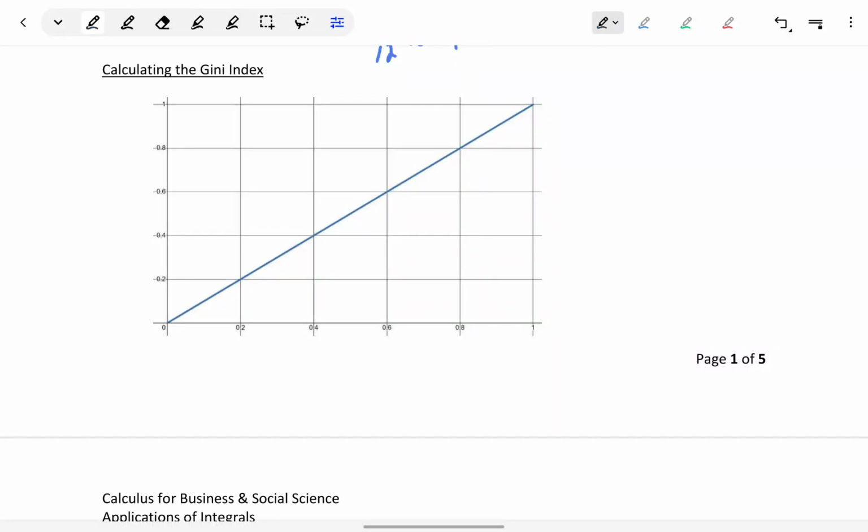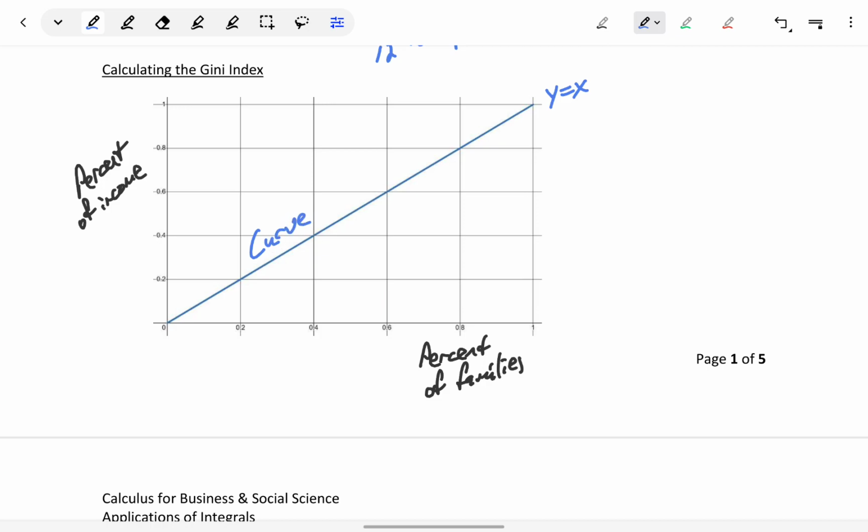The Gini index is a measure of income distribution, specifically the equality of income distribution. Looking at the graph we have presented here, our x-axis represents the percent of families. Our y-axis represents the percent of income. And the line that we have graphed here is y equals x. That represents the curve of absolute equality.